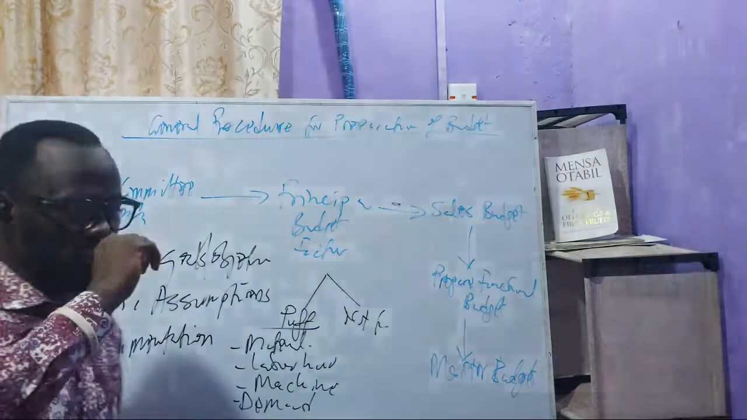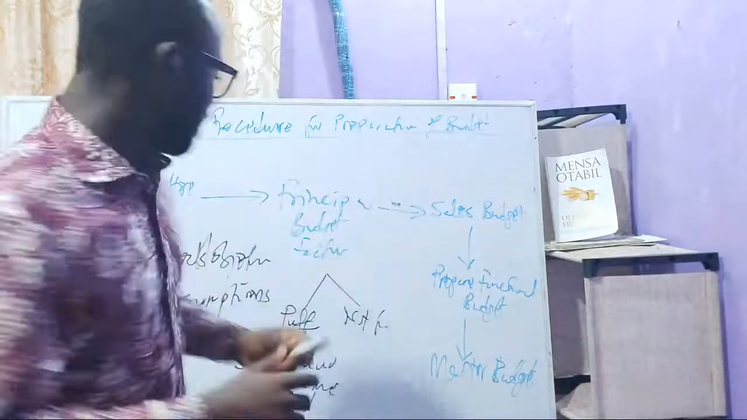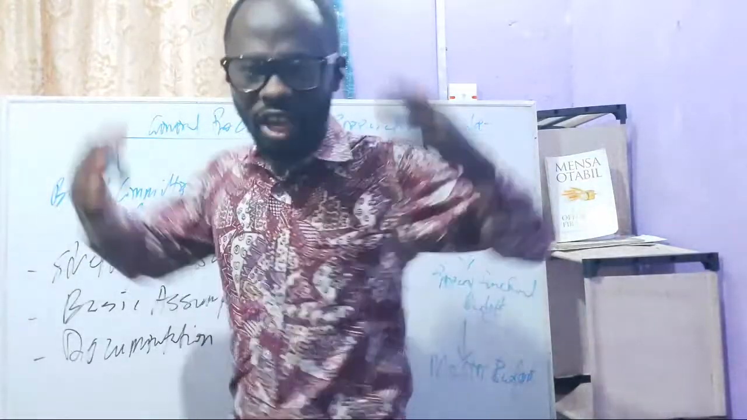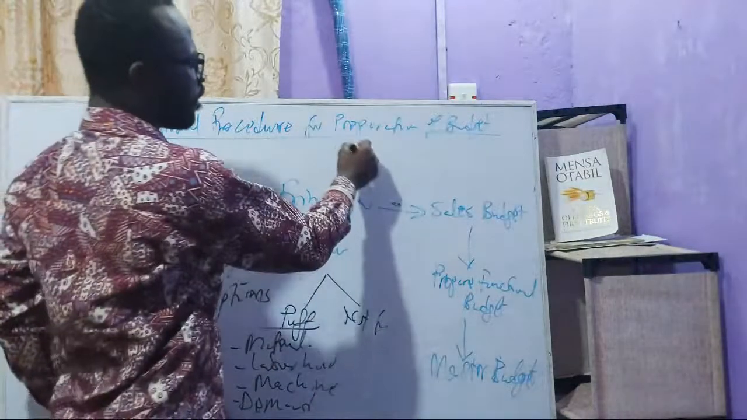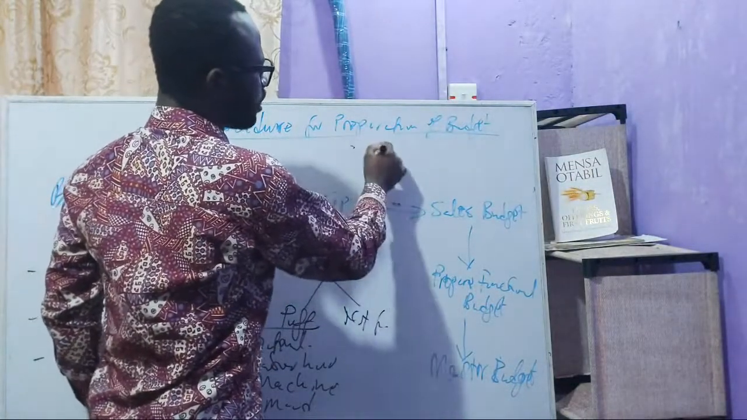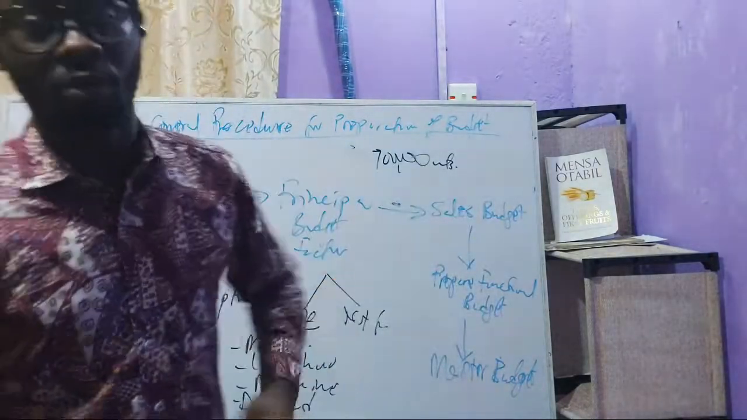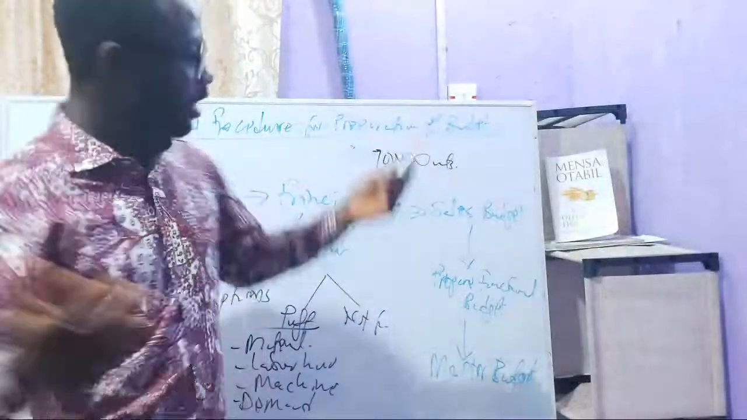Now let me explain this quickly. If an entity, that is the budget committee, decides that this year we want to increase profitability, and for that reason we want to sell 100,000 units of the product. All right, that is good.